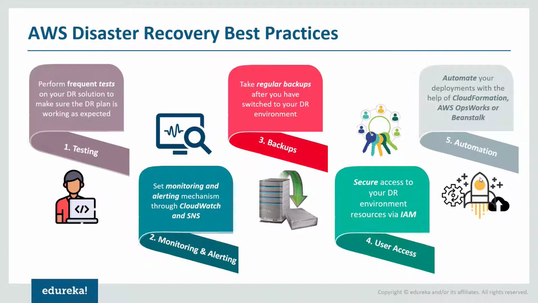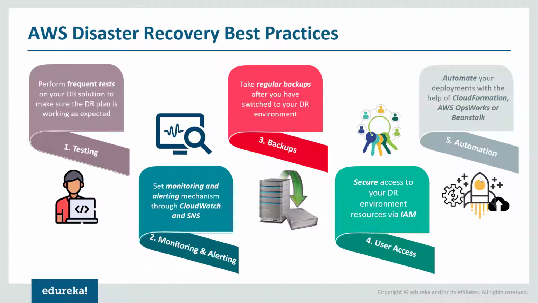Third is backup. As much as possible, take regular backups so that in case something happens, you can switch to a DR environment. The other one is user access. Try to see that I can give my user secure access. In case of a DR also, I should be in a position to give secure access to my users or even customers if required. The fifth factor is automate. Wherever possible, try to automate your DR tasks either using CloudFormation or using AWS OpsWorks, or even if required use Beanstalk.